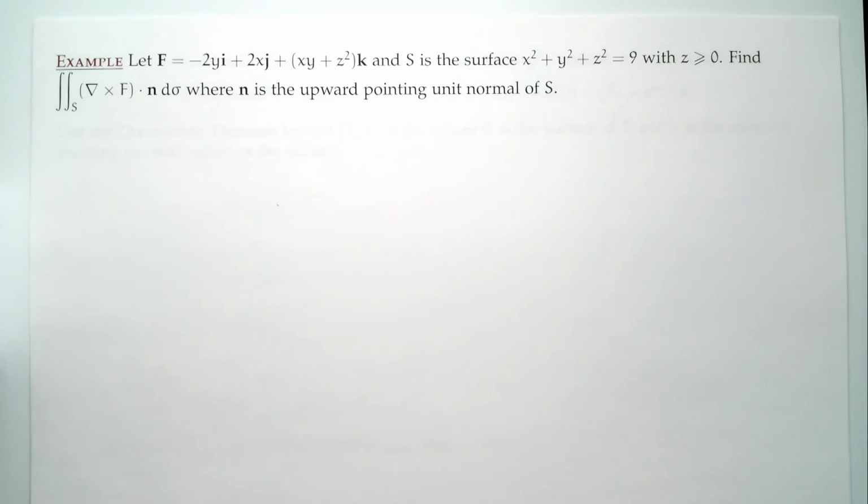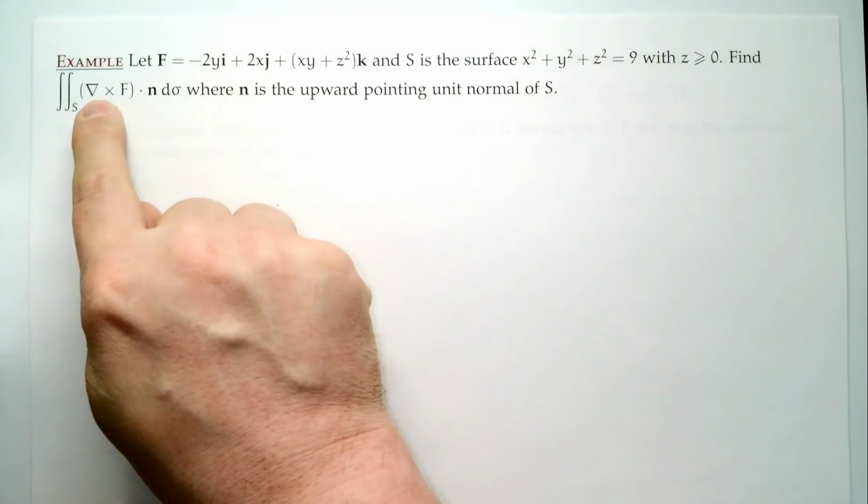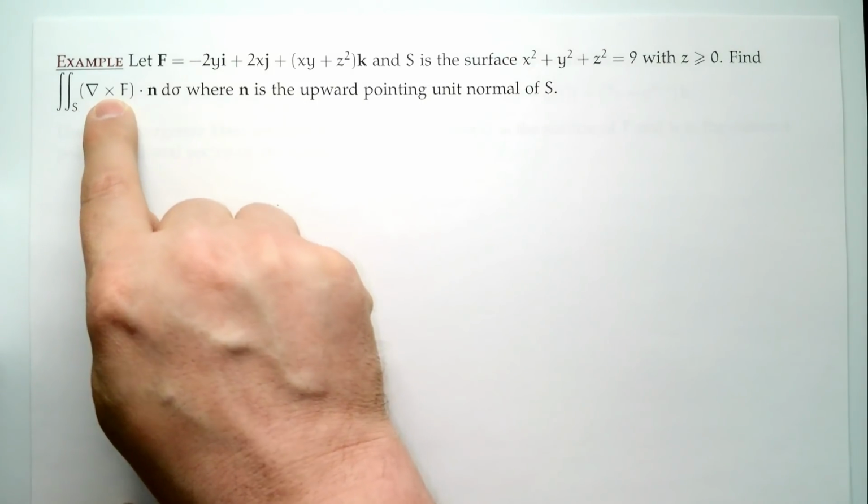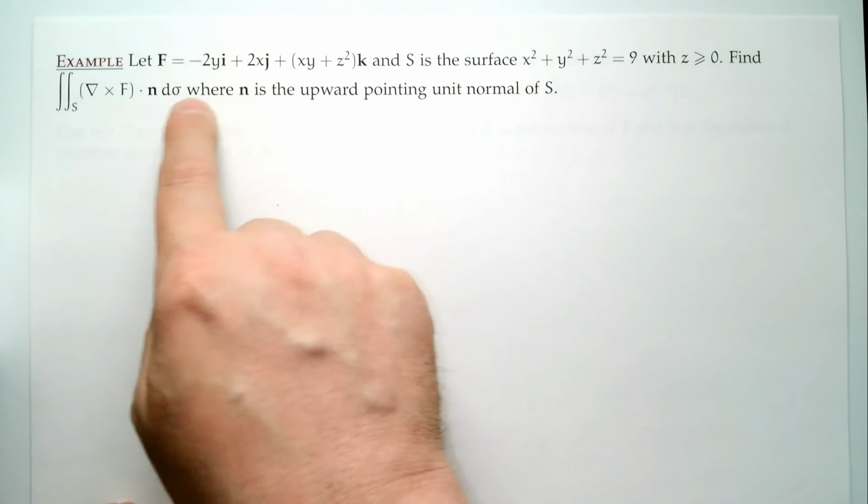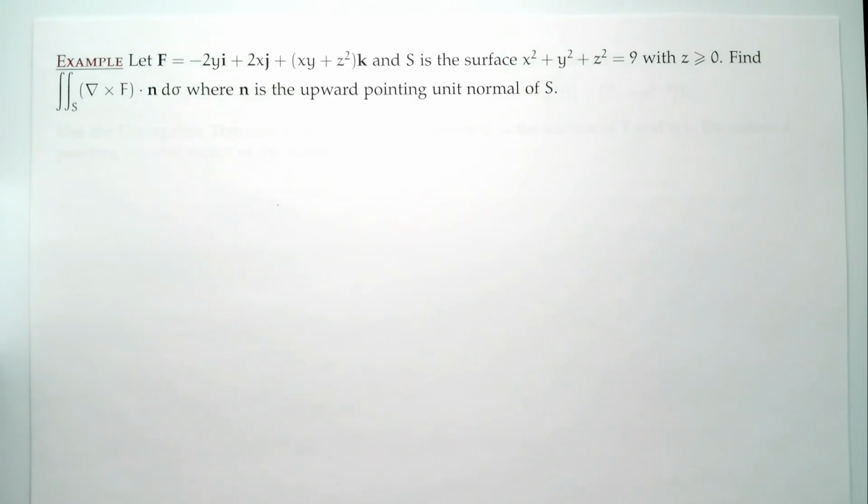All right. Suppose F is minus 2i plus 2xj plus (xy plus z squared)k, and S is the surface x squared plus y squared plus z squared equals 9, with z greater than or equal to 0. Find the integral of del cross F, it is cross, isn't it? Yeah. Dot n d sigma, where n is the upward pointing unit normal of S.